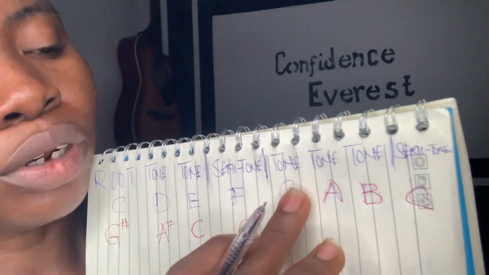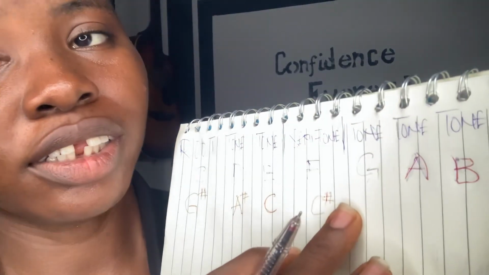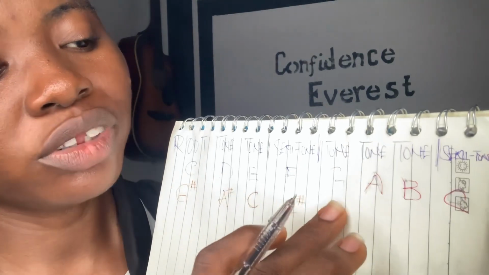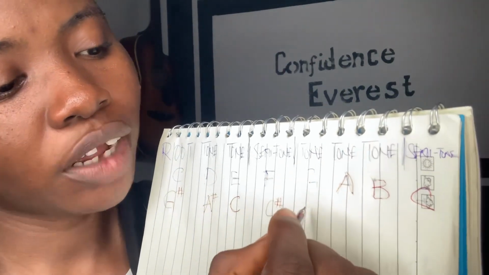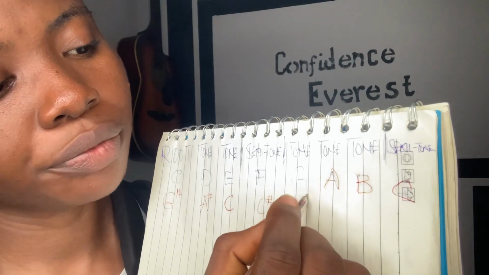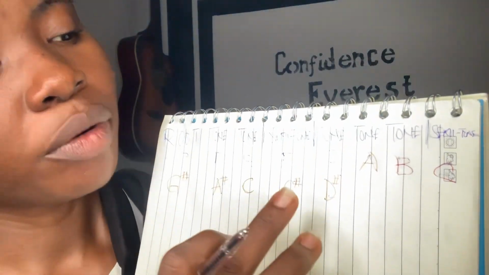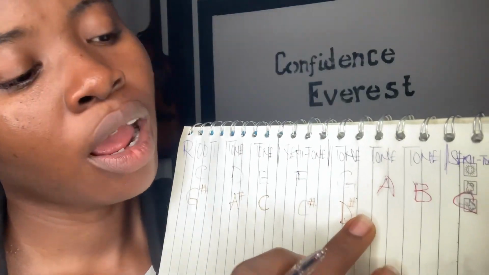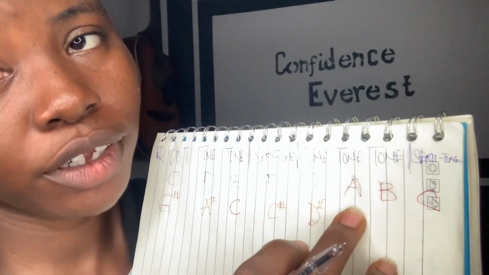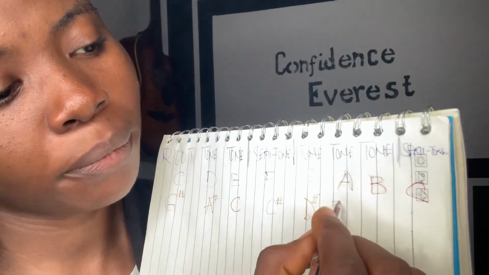And we also need a tone next. From C sharp to D is a semitone. From C sharp to D sharp is a tone. So we have D sharp. We also need another tone here. From D sharp to E is a semitone, but from D sharp to F is a tone. So we have F here.